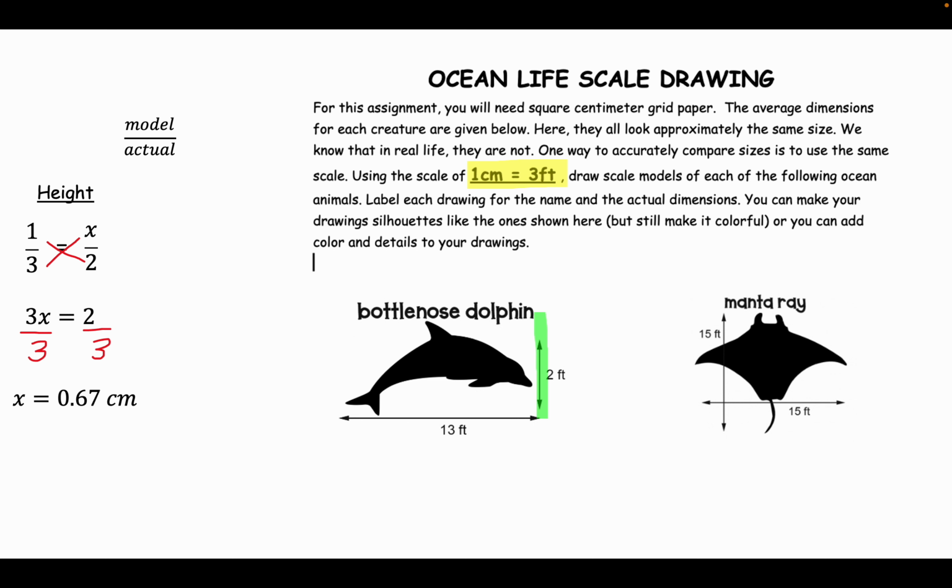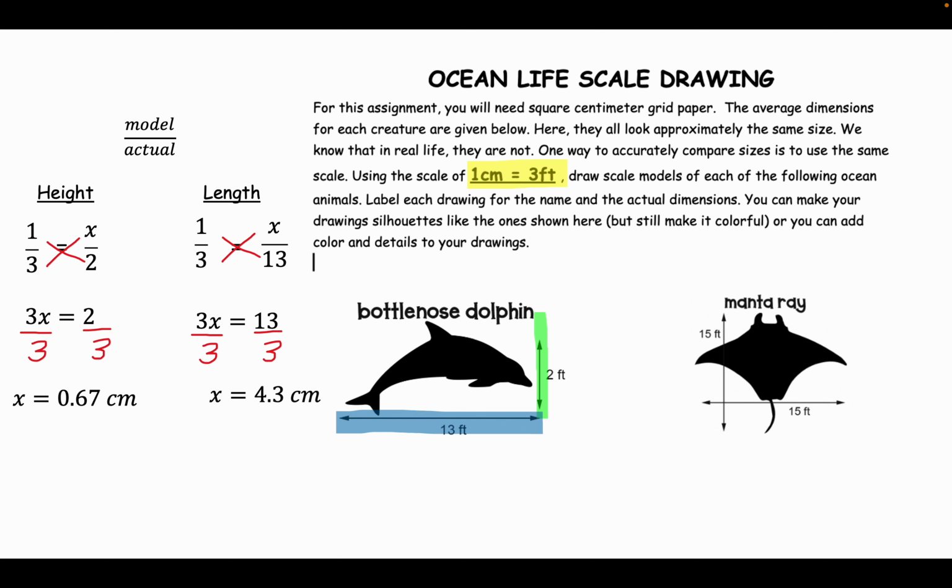Now for each one of these models, you need to come up with the model length in centimeters for the height and the length. The length of this dolphin is 13 feet. So to figure out in centimeters how to draw it to scale, we take our scale of 1 over 3 and set it equal to our unknown length of the model over 13 feet, the actual distance. Using cross multiplication, we come up with 3x equals 13. Divide by 3 on both sides, and our length is going to be 4.3 centimeters.